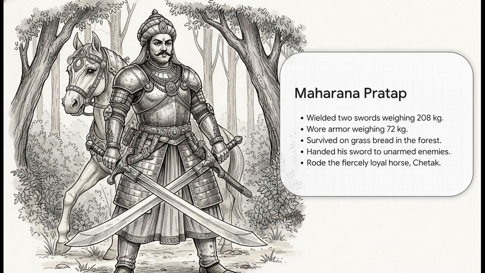But his physical strength was matched only by his unbreakable willpower. Refusing to submit to Emperor Akbar, he literally gave up his kingdom for freedom, living in the forest and surviving on bread made of grass. And his chivalry? It was so profound he would famously hand his own sword to an unarmed enemy mid-combat to keep the fight fair, often riding his fiercely loyal horse Chetak.